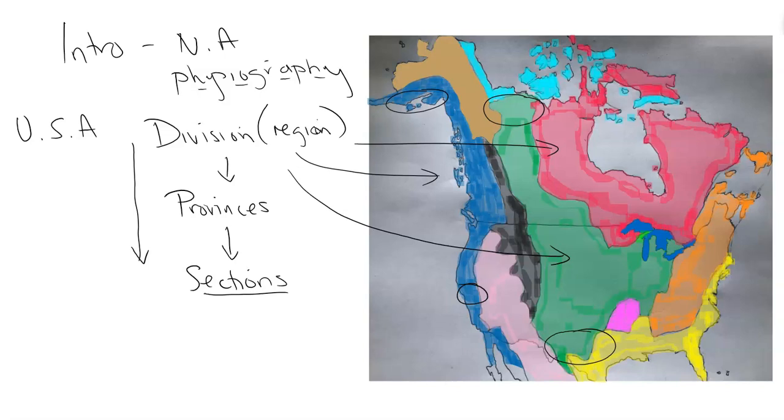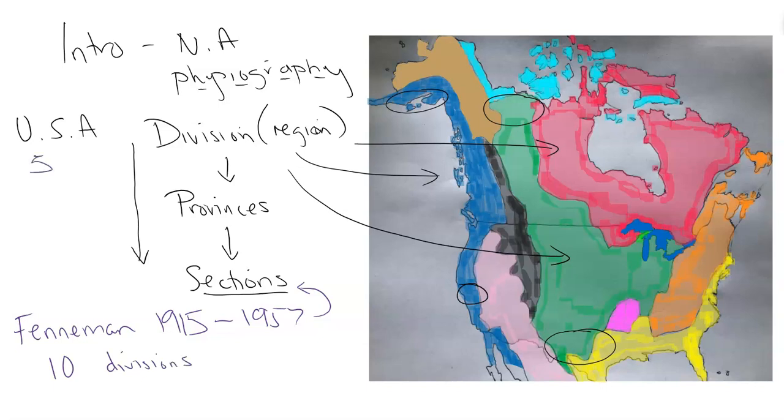Now, some people, organizations, agencies, books may have different numbers of divisions that they divide the country into, but I've used this one from Fenneman in 1915 and then 1957 for any updates. And there, for North America, there were 10 separate divisions. You may see some just for the United States that have only 5 or 8 or 6, but I use 10 because I feel that is encompassing the whole of the continent rather than just using the lower 48 states.